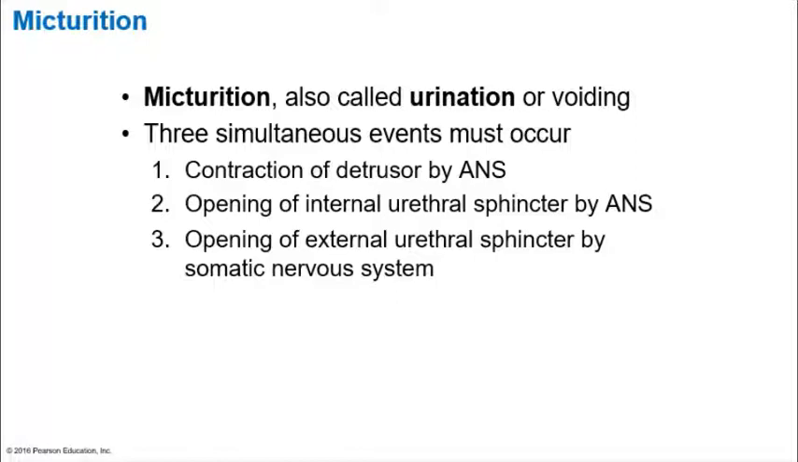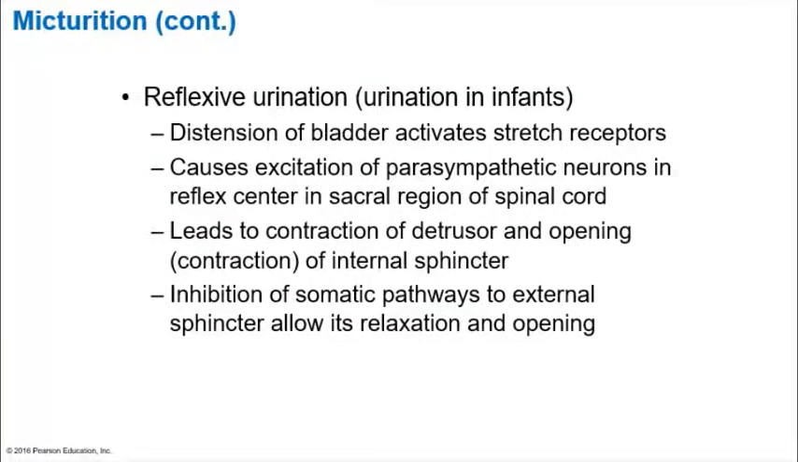You need to contract the detrusor muscle, autonomic nervous system. You need to open up the internal urethral sphincter, autonomic nervous system. And you need to open up the external urethral sphincter, which is what you're going to consciously do with your somatic nervous system.